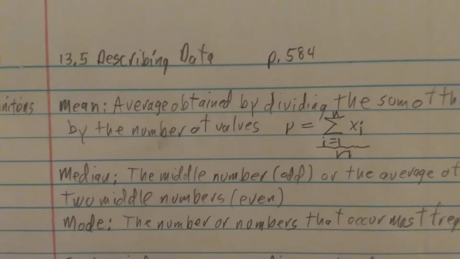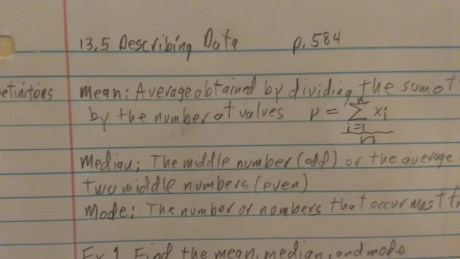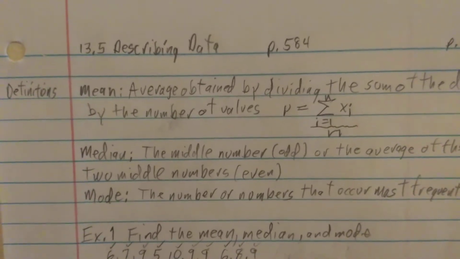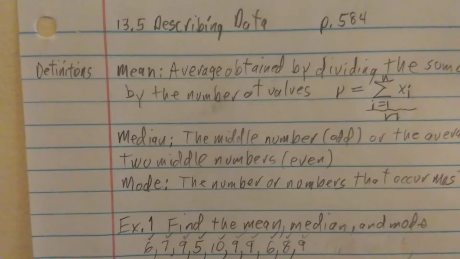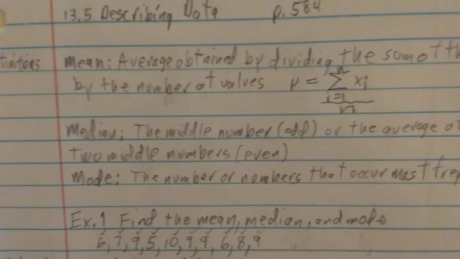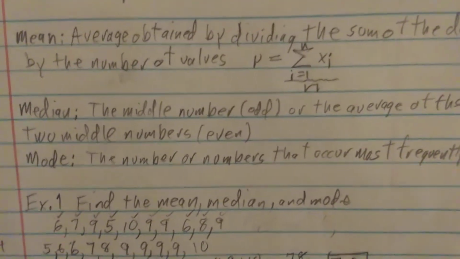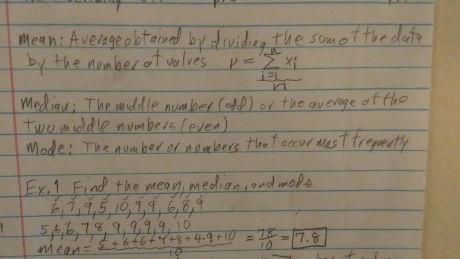This is Mr. Ryan again, now on Thursday, April 16th, and we're on 13.5, describing data, and the book starts on page 584. Now, the first thing we do is define what a mean is, and a mean is simply an average. So I think you've all understood average.